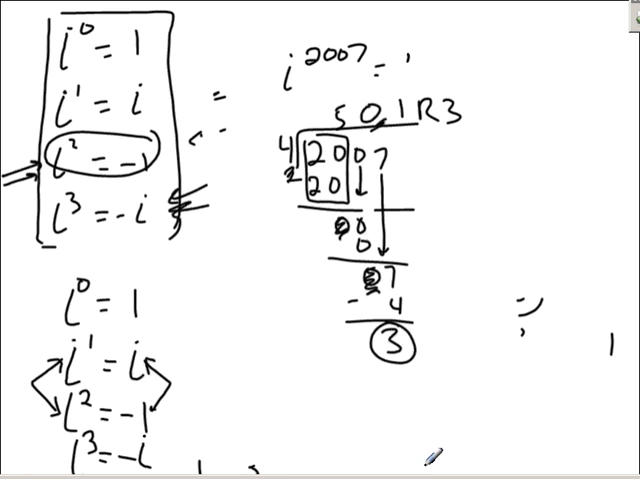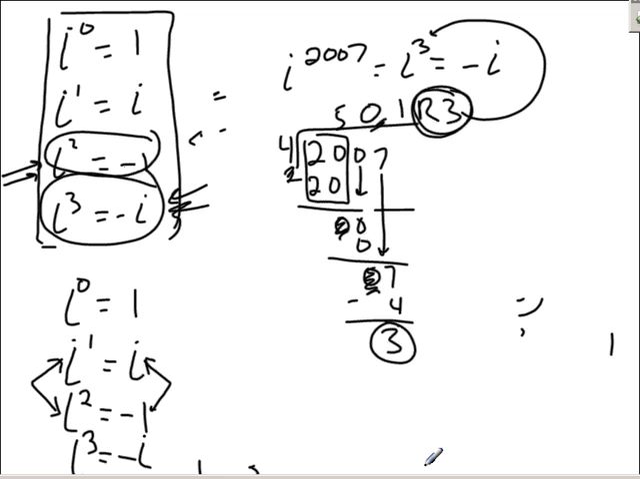That is, this is the same as i cubed, but i cubed is negative i. Just divide by 4 and find the remainder. All I care about is the remainder. The remainder goes to the power.